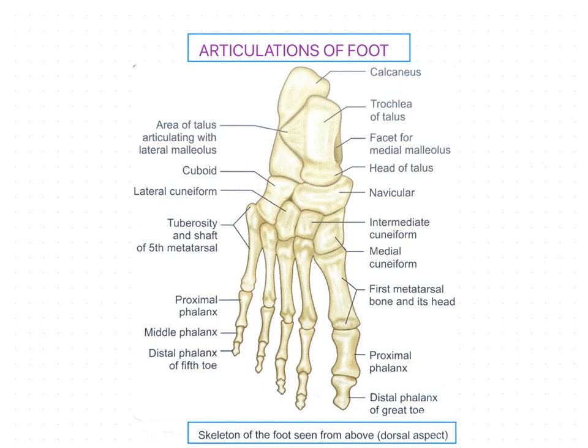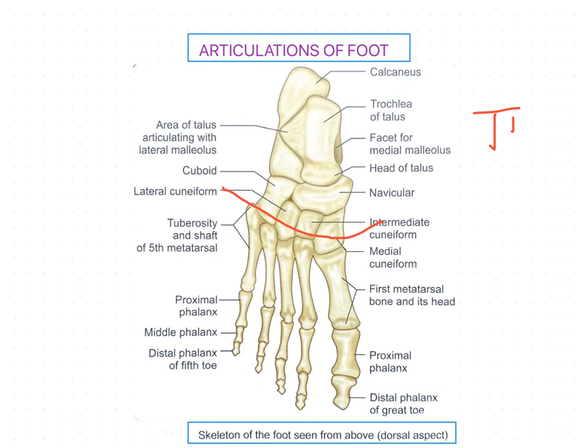The term tarsus indicates the group of 7 short bones in the posterior part of the foot. So from here up to here forms the tarsus. How many bones does the tarsus consist of? The tarsus consists of 7 short bones in the posterior part of the foot. That means the tarsus forms the posterior part of the foot.